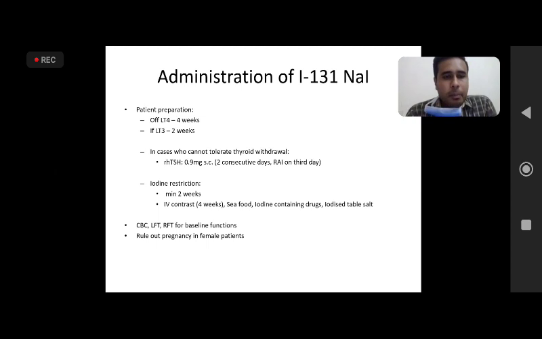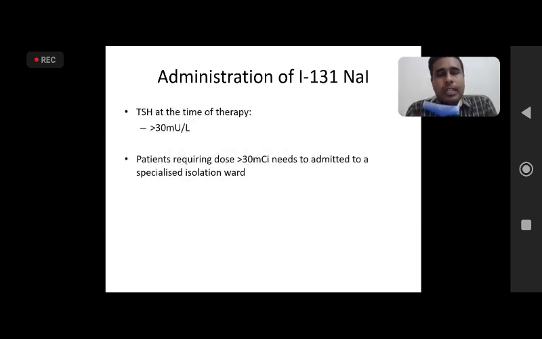And complete the basic blood workup we have to do. In case of pregnant women, we should rule out pregnancy before giving radioactive iodine. The TSH should be more than 30, and patients who require a dose of more than 30 millicurie need to be admitted to the specialized radioactive isolation ward.